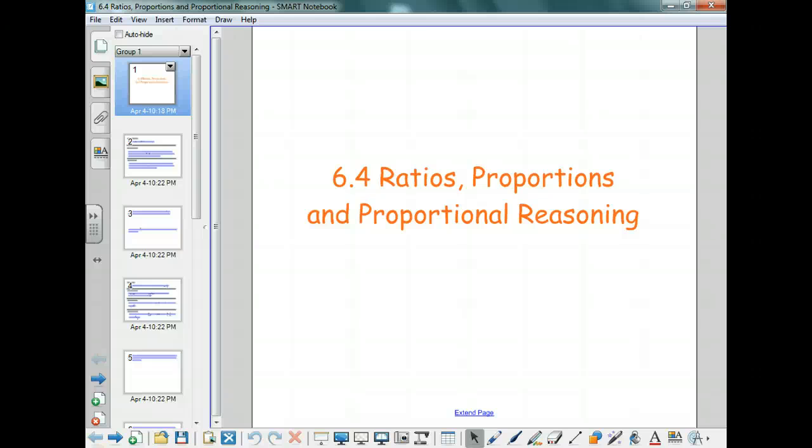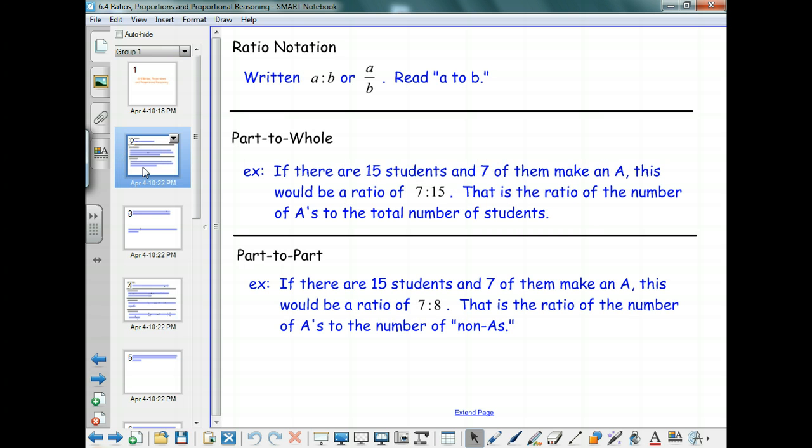Right, section 6.4 is ratios, proportions, and proportional reasoning. And we've hit on this word ratio before. A ratio is a comparison of numbers. Let's look at this. We can write it in three different ways.